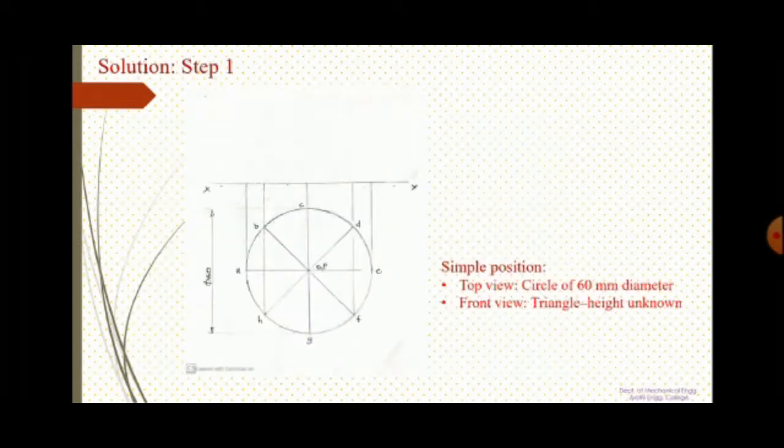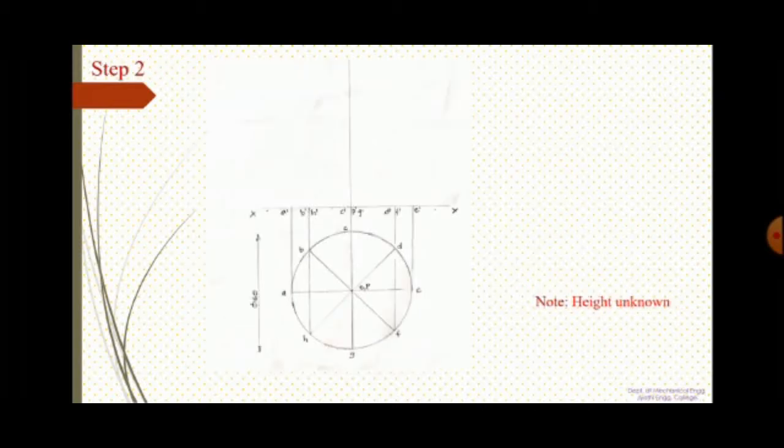So I already mentioned in the top view you can see a circle. So you draw a circle of diameter 60 mm and name the points A, B, C, D, etc. to H. But the front view is a triangle, and without knowing the height, we cannot draw the triangle. So I have just drawn the axis only, in which the height is unknown.